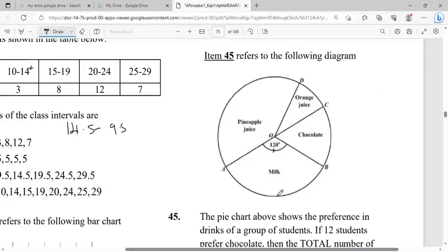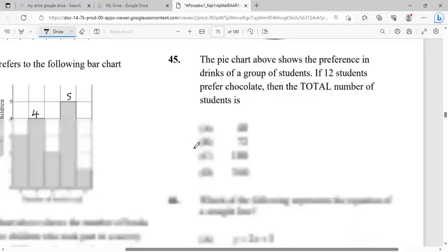The pie chart shows the preferences in drinks of a group of students. If 12 students prefer chocolate, so chocolate is 12, and since this angle is 60, that means this one is 2 times it, right? So this is 24. This and this are 36, so that's 36 times 2, which is 72. 3/4 way there now, guys.